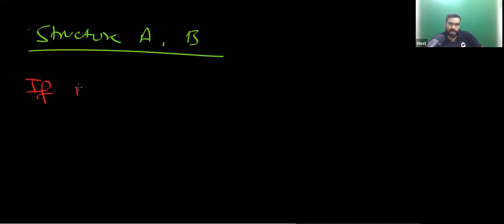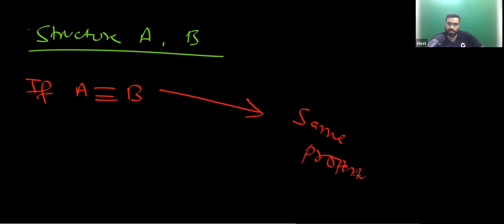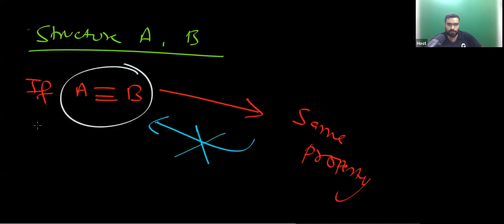Very simple point. Actually, this is not required for the GATE exam, but this is quite intuitive. I'm just telling you, if you have structures A, B, and A is isomorphic to B, then they will have same properties. But remember, same properties does not mean isomorphic. I hope this point is clear. If two structures are isomorphic, then they will have same properties.